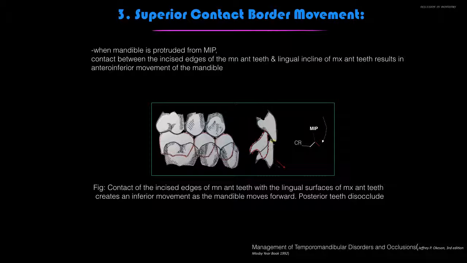When the mandible is protruded from maximum intercuspation, contact between the incisal edges of the mandibular anterior teeth and the lingual inclines of the maxillary anterior teeth results in anteroinferior movement of the mandible. The picture in the slide shows the contact of the incisal edges of the mandibular anterior teeth with the lingual surfaces of the maxillary anterior teeth, which creates an inferior movement as the mandible moves forward, causing the posterior teeth to disocclude.